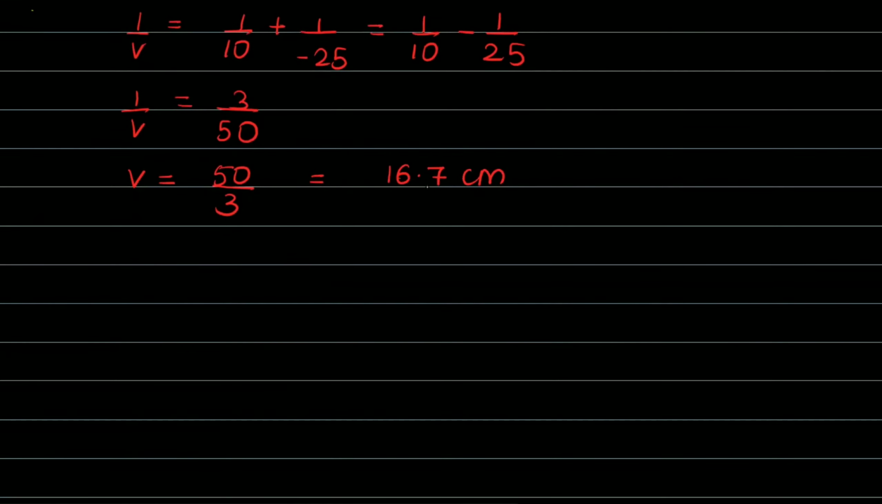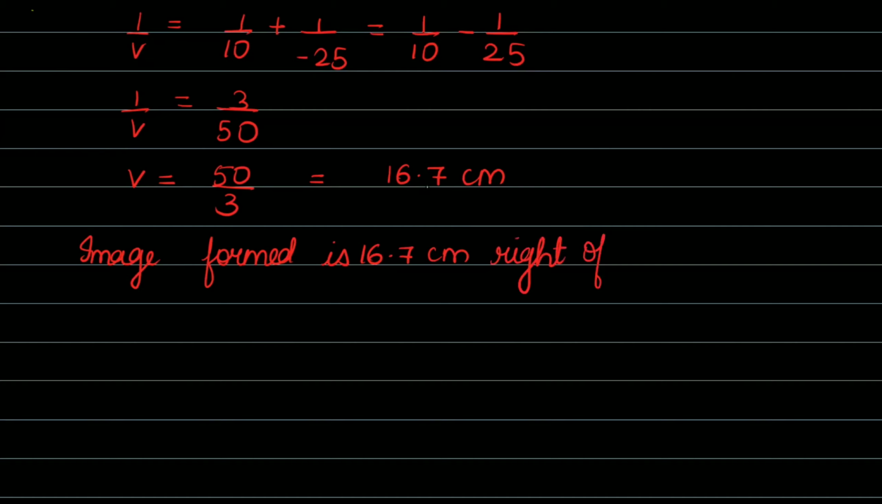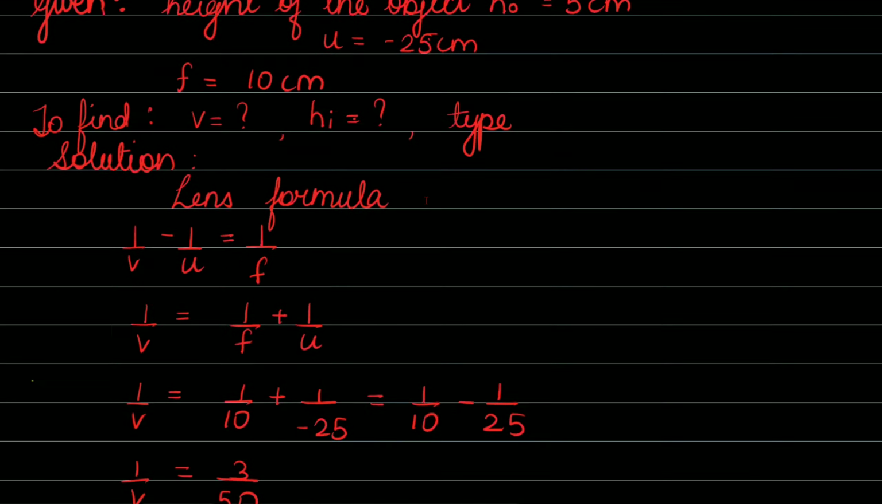It means the position of the image, you can write, image formed is 16.7 centimeter right of the lens, right side of the lens. All right. So next we have to find out the size of the image.